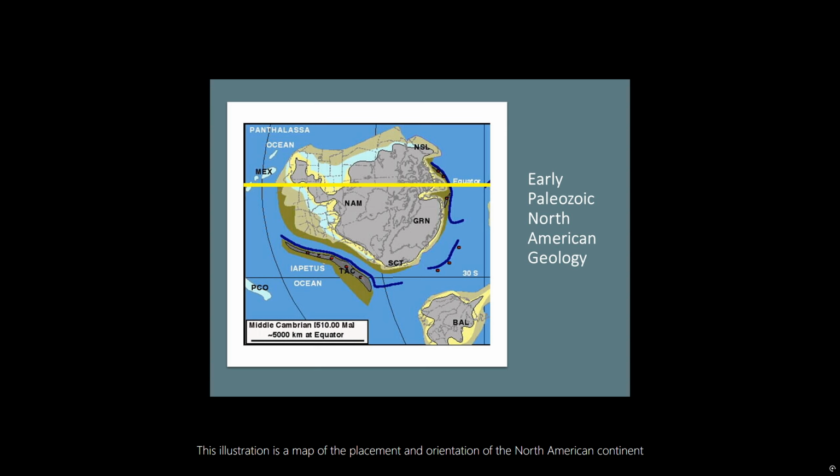This illustration is a map of the placement and orientation of the North American continent during the Middle Cambrian. Notice the position of the continent over the equator, highlighted in yellow. What can we infer about the climate at this time from this map?